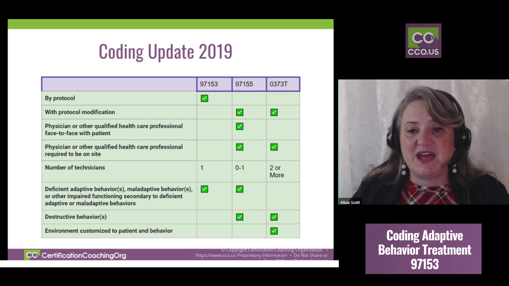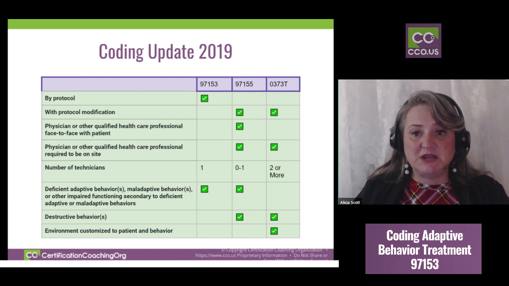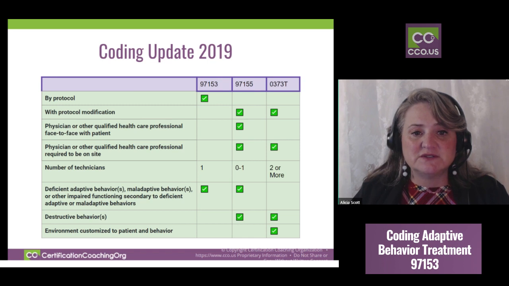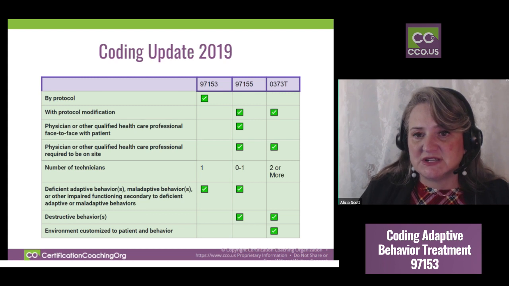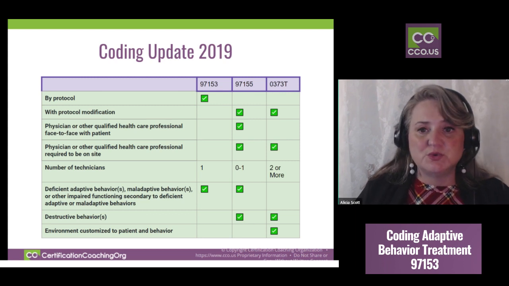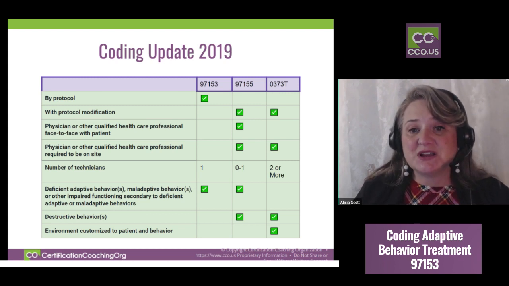So notice that 0 or 1, meaning that you don't have to have a technician involved. And again, the same with the DAB and the maladaptive behavior. And it also includes destructive behaviors in that particular code. So you wouldn't use adjusting destructive or educating on destructive behaviors in 97153.